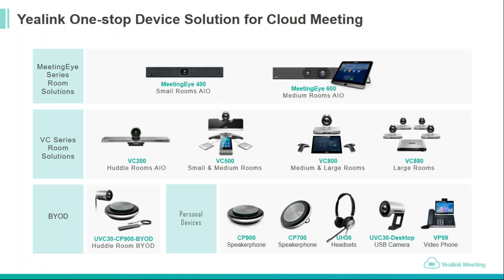Yealink provides a full range of devices, so customers can find anything for business communication they need. For personal devices, we offer different models of speakerphones, headsets, USB speakers, USB cameras, and video desktop phones. If customers like BYOD room devices, which can be used with different kinds of platforms, we offer our UVC series. If customers want professional room solutions, there are two series we offer. It's the VC series, which includes four models today, and our new MeetingEye series, which includes two models now, but later will be expanded to four models. And these room solutions fit all kinds of meeting rooms. Later, we will give more slides with details of the meeting room devices.